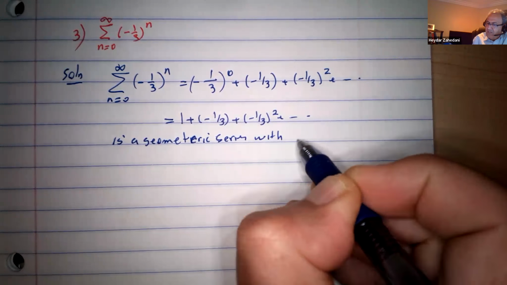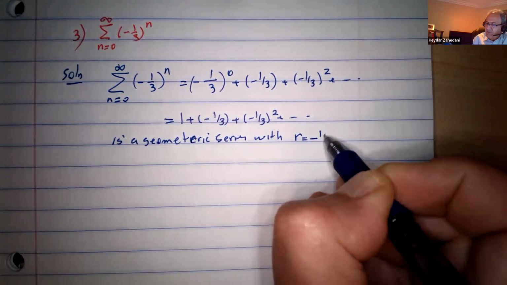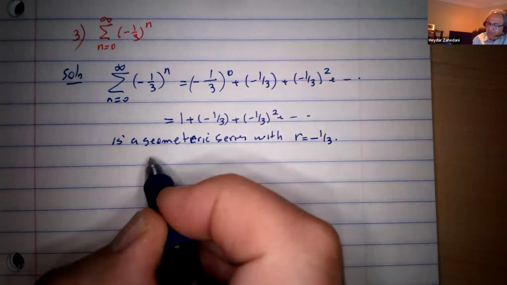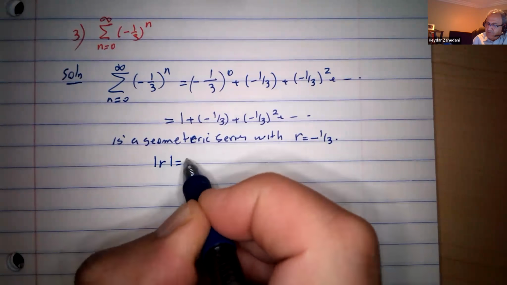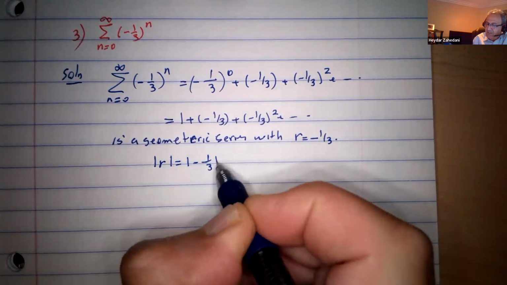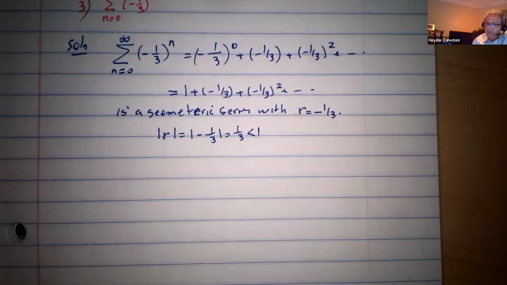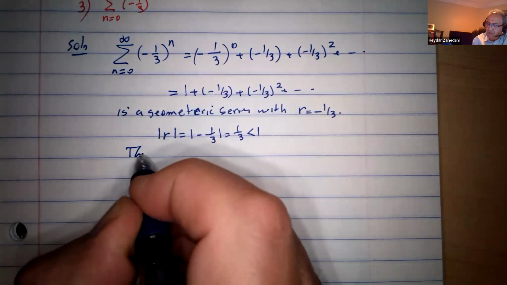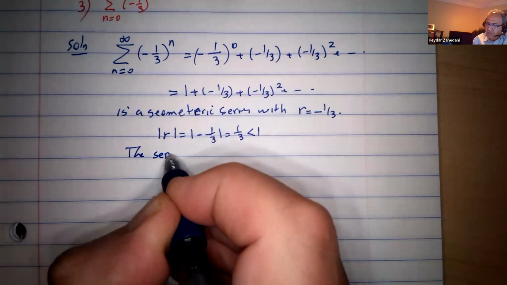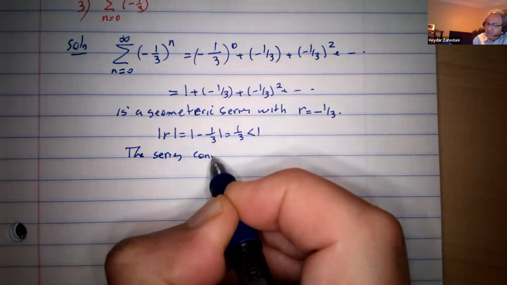with r equal to negative 1/3. Remember, the absolute value of r would be the absolute value of negative 1/3, which is a positive 1/3, so less than 1. So the series converges.